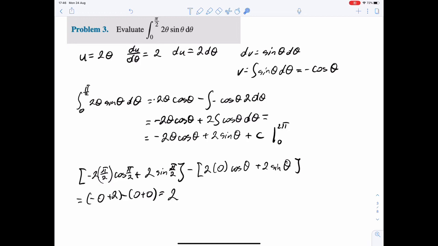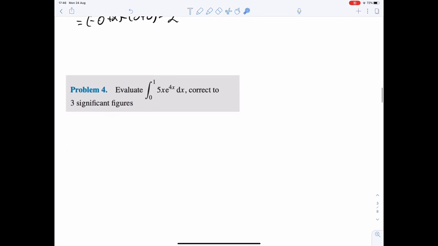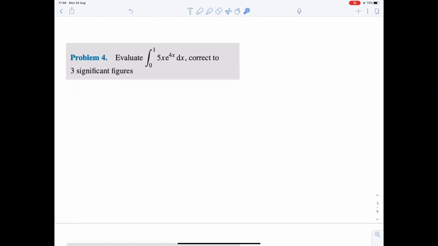Finding the indefinite integral is the first step. And then once I found the indefinite integral, I can put my limits of integration into place and find the result. In the next example, again, I'm dealing with a definite integral between 0 and 1 of 5x e to the power of 4x dx.